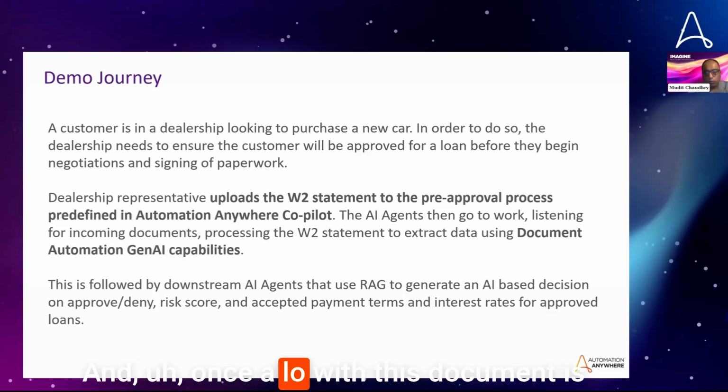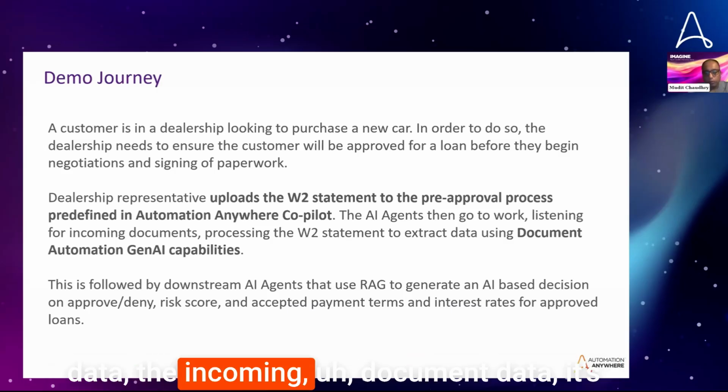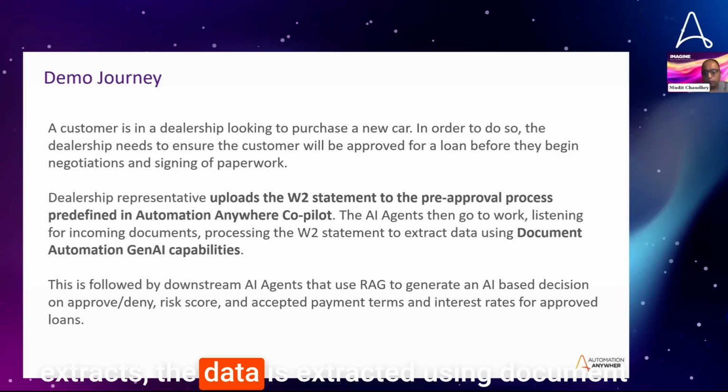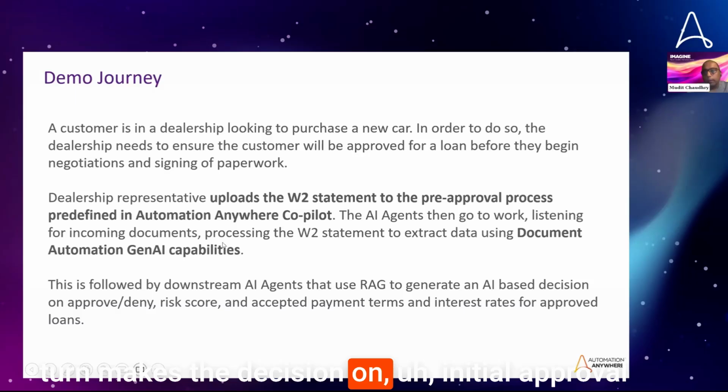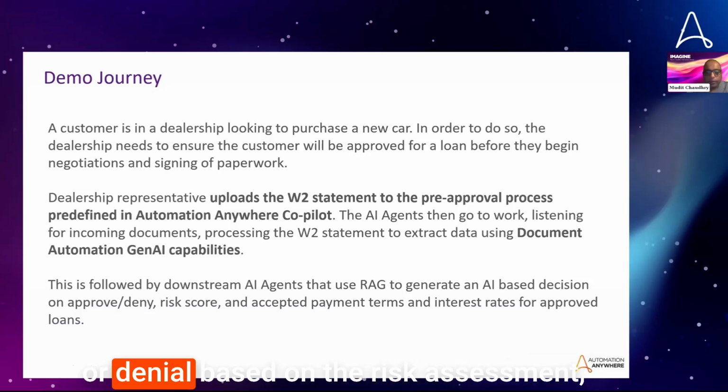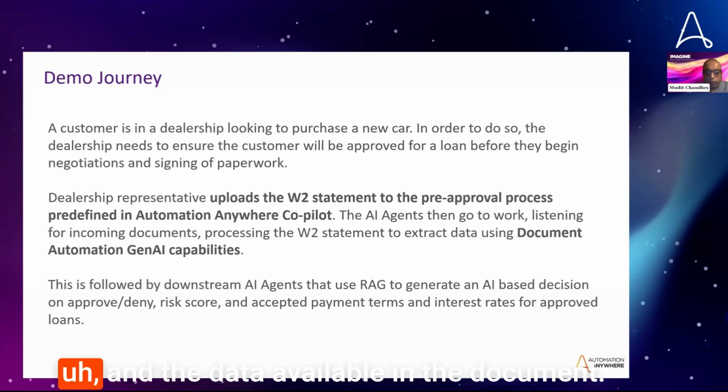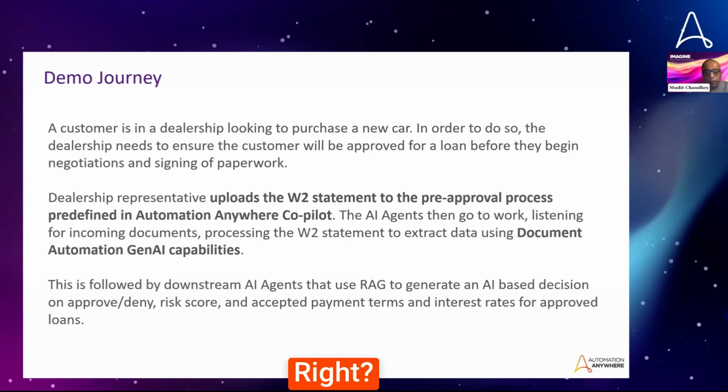Once this document is uploaded, as part of the end-to-end process, the data is extracted using document automation and passed on to an AI agent, which in turn makes the decision on initial approval or denial based on the risk assessment and the data available in the document.